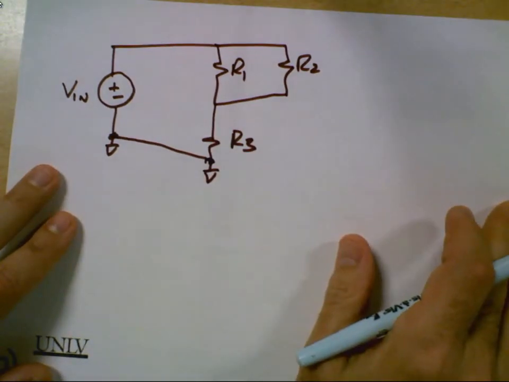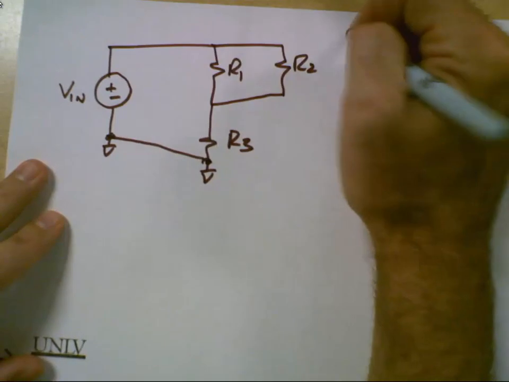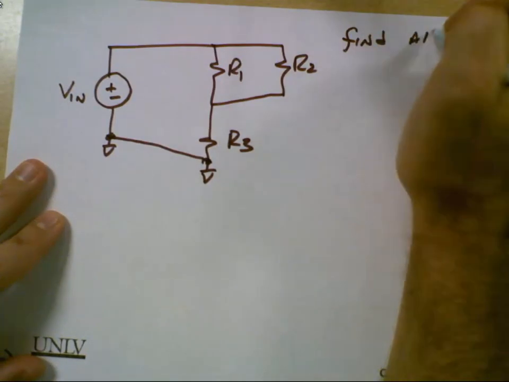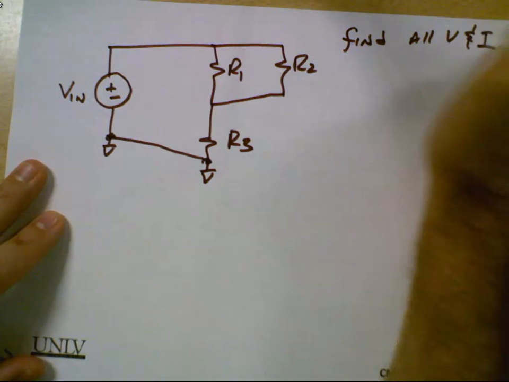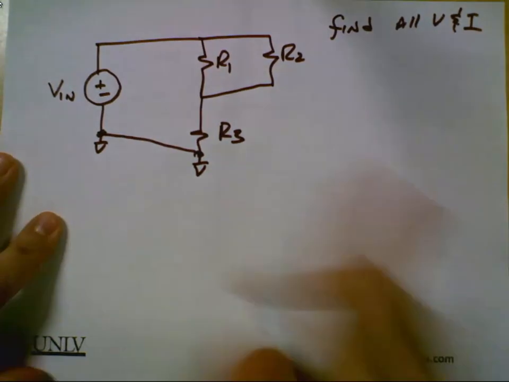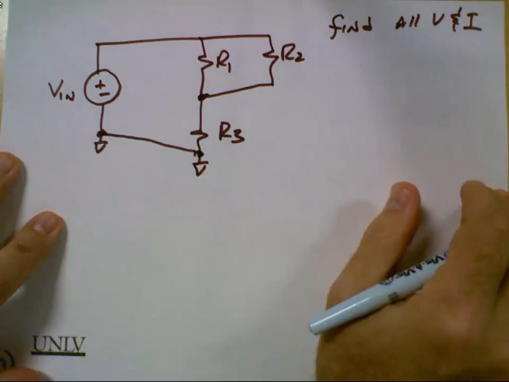Now, it says find all voltages and currents in the circuit. So let's start out with the easy one.